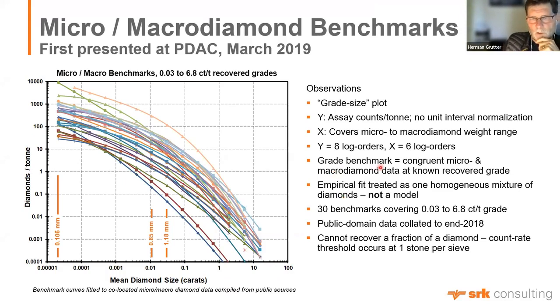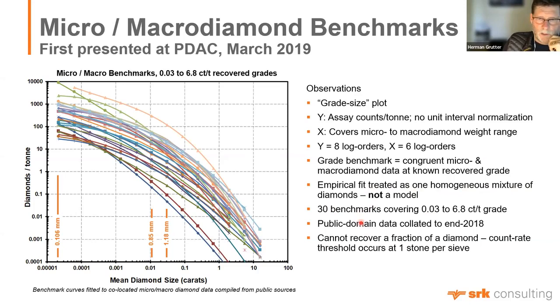So a grade benchmark then is a congruent micro and macro diamond data at a known recovered grade. It's an empirical fit, which is treated as one homogeneous mixture of diamonds. It is not a model. This is a fit to the data. We have 30 benchmarks, public domain data collated to end 2018.